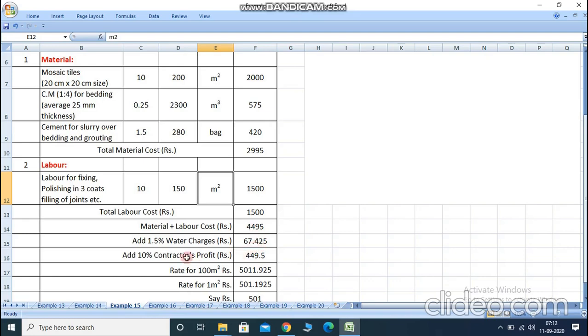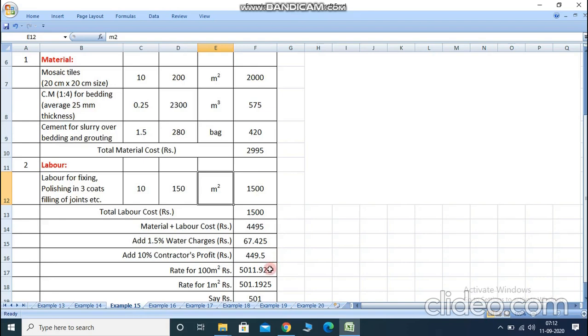Similarly, we have a 10% contractor profit. So here 4495 multiplied by 10%. 449.50 rupees is the total amount of contractor profit. And then summation of the material cost and labor cost, that means 4495, plus 67.425 as water charges, and 449.5 is the 10% contractor profit.